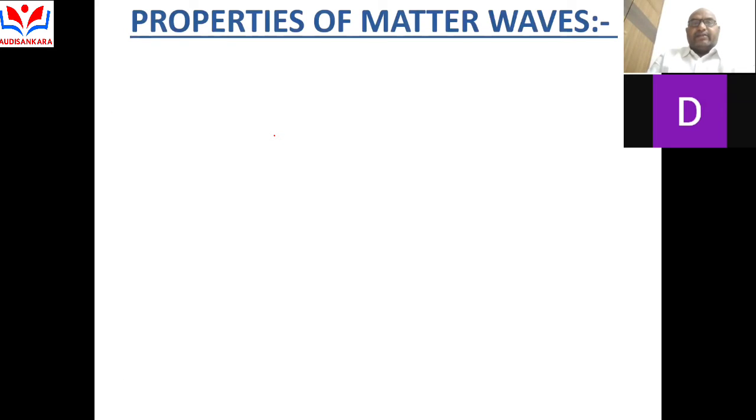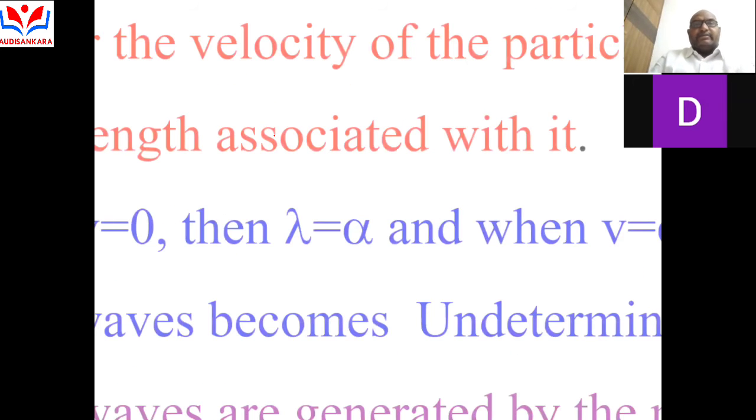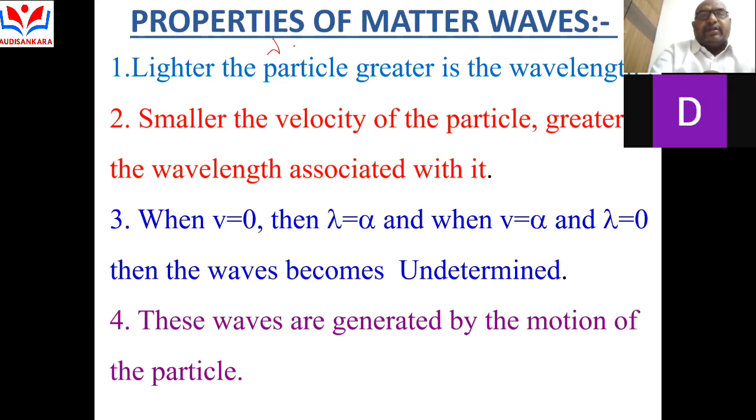Properties of matter waves. Here, lambda is equal to h by mv, from de Broglie's hypothesis. So the lighter the particle, the greater the wavelength associated with it. That means lambda is inversely proportional to the mass of the particle. If the particle is smaller, the wavelength is longer. And the smaller the velocity of the particle, the greater the wavelength associated with it.